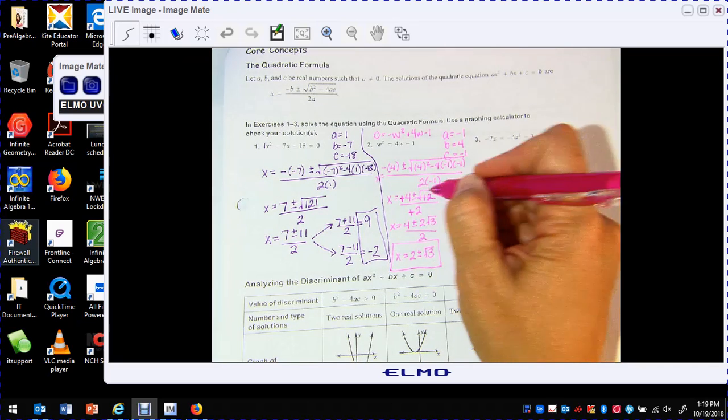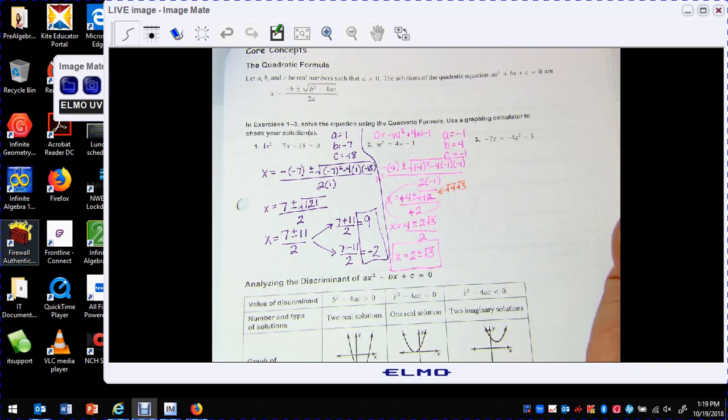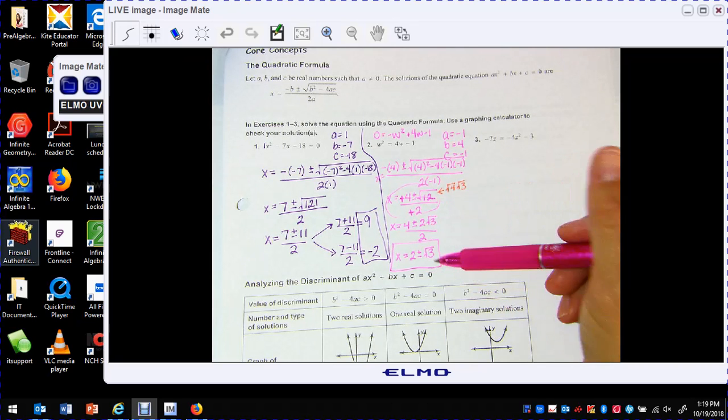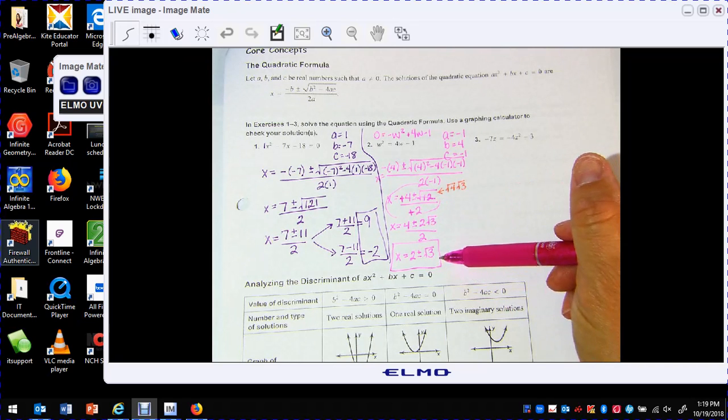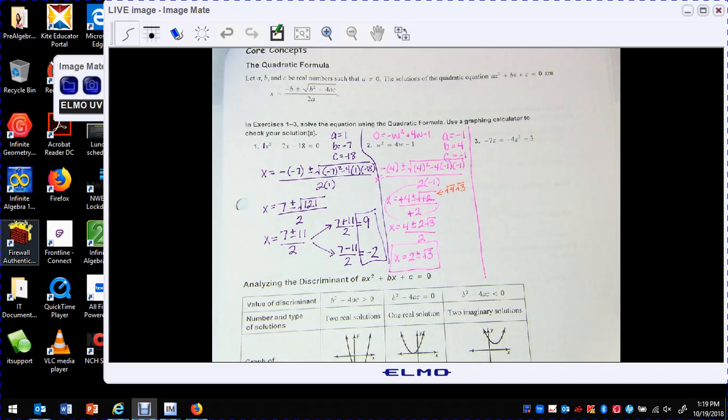I would still take the answer if you leave it like this. That's not wrong. Square root of 12 is a number. It'll be fine. But I like to get you in the practice of simplifying the radical in your problems, because when you take the ACT and stuff like that, it will be simplified. And you just need to know those are still the same answers.